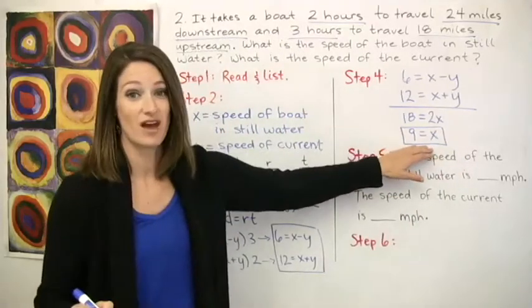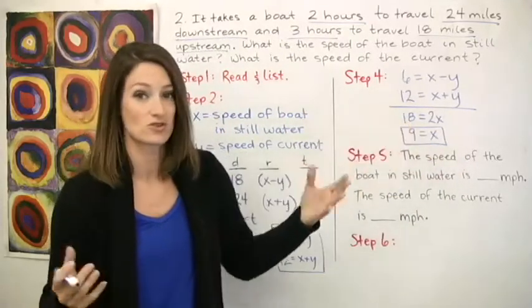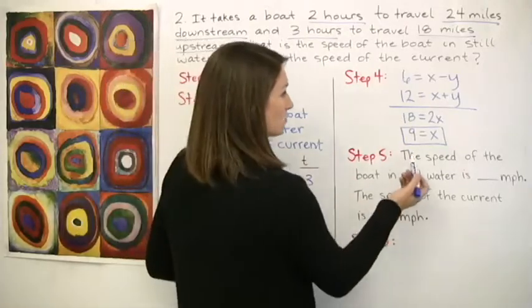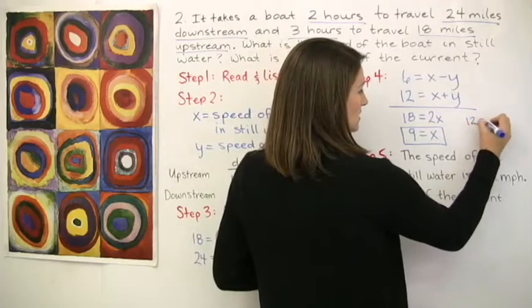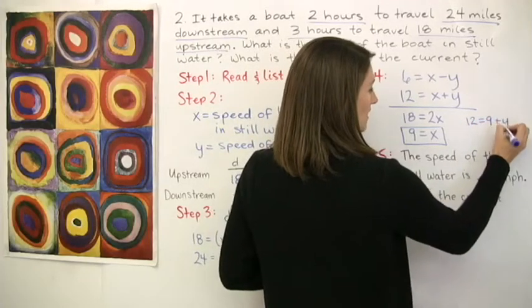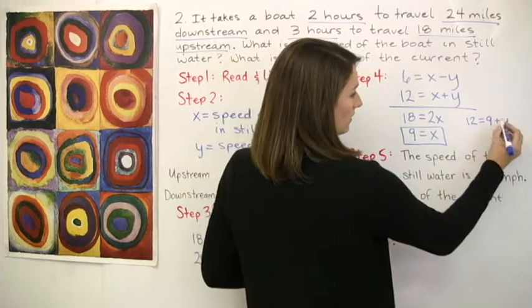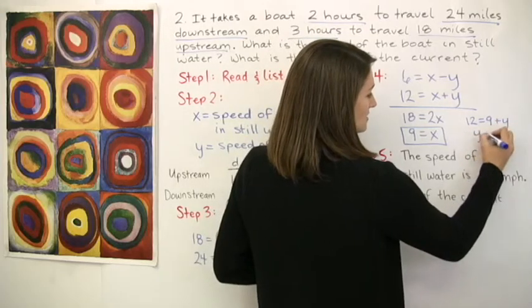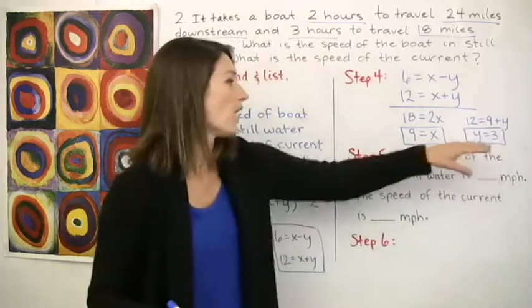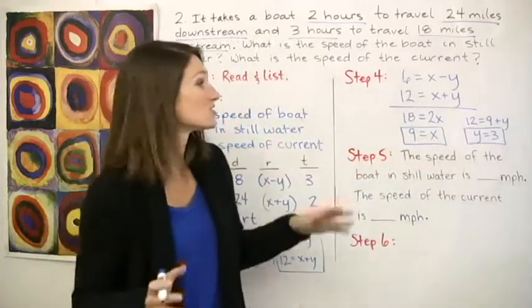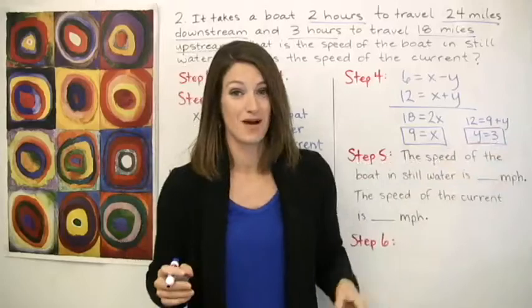So we can plug this value into one of our equations in order to solve for y. So let's plug it into our second equation here. I'll write it over here. We have 12 is equal to 9 plus y. And then we solve for y. We can say that y is equal to 3. And so we know that y represents the speed of the current. So our current speed is 3 miles per hour.